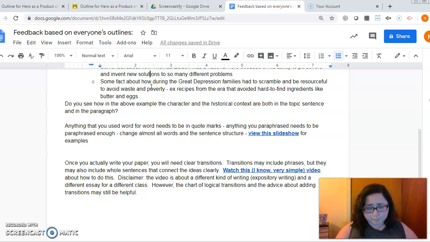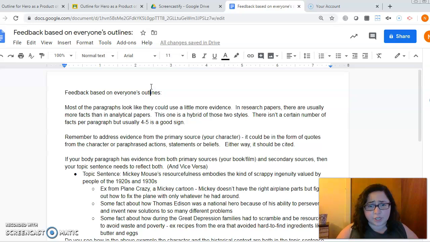Now, obviously, this is just a couple of things I noticed in many people's papers. I did write some feedback, either sending it as a private comment to you or directly on your outline document, so you can go ahead and check there as well. But just because I didn't write one of these things on this document on your paper doesn't mean you should ignore it. This was just advice that I wanted to give to everyone because I saw it coming up many times.